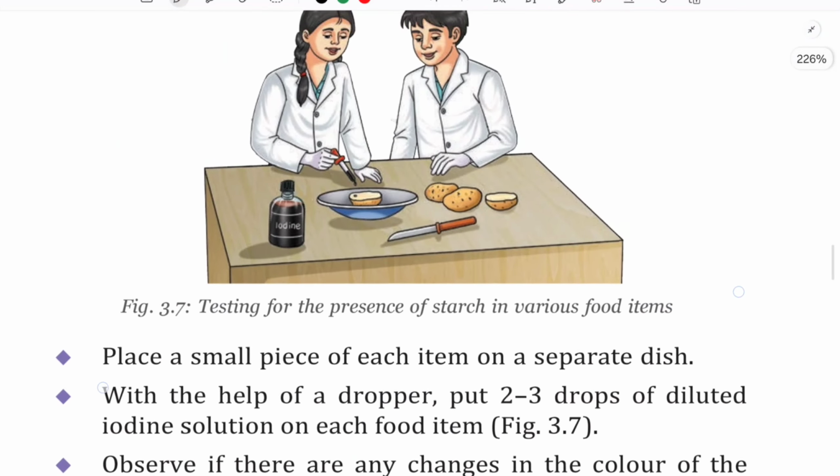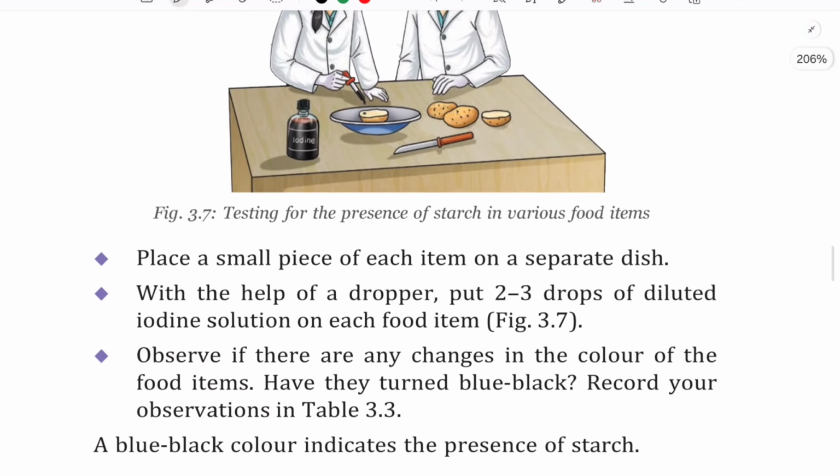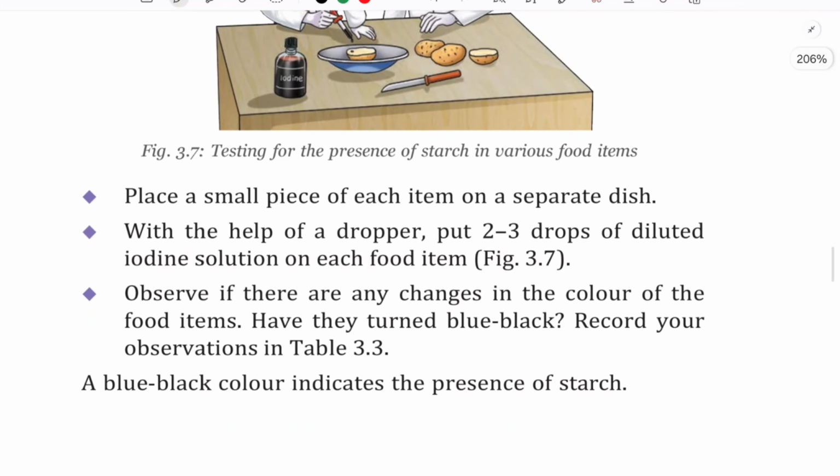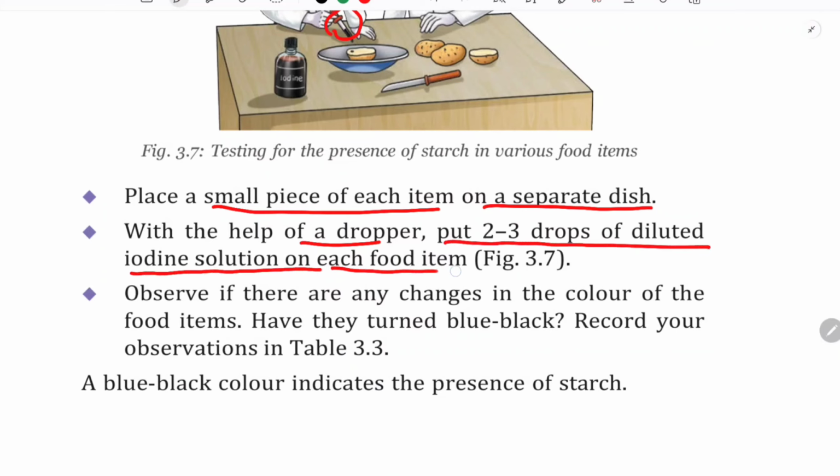So here they are doing a test on potato. We are also going to learn how we can know whether there is a presence of starch, that is carbohydrates, in potato or not. Place a small piece of each item on a separate dish, and with the help of a dropper, just like this girl is carrying here, put 2 to 3 drops of diluted iodine solution on each food item. Then observe if there are any changes in the color of the food items.